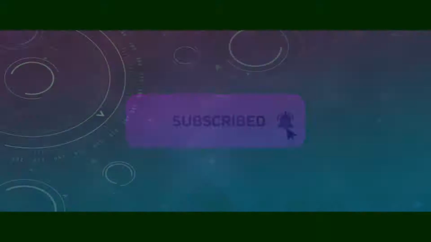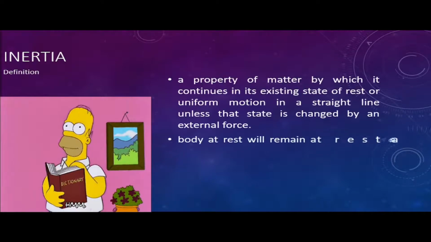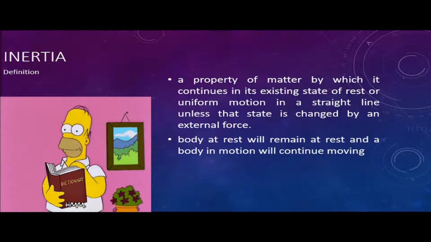So let's dive into it and explore the moment of inertia. Let us define the word inertia. According to the dictionary, inertia is a property of matter by which it continues in its existing state of rest or of uniform motion in a straight line unless that state is changed by an external force. So, a body at rest will remain at rest and a body in motion will continue moving unless it is acted upon by an unbalanced force.